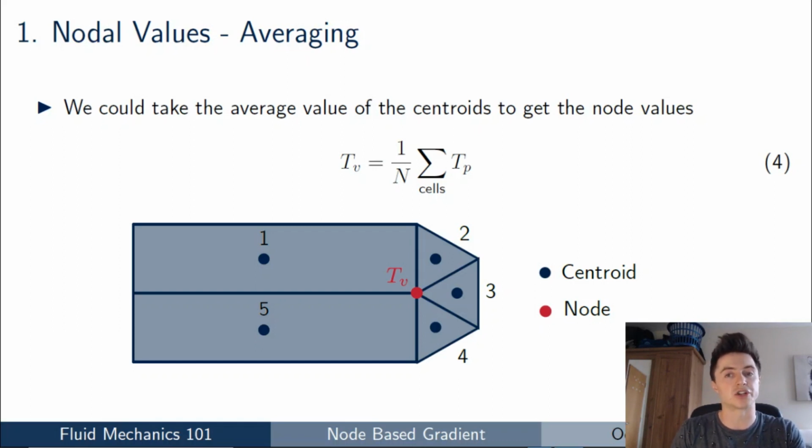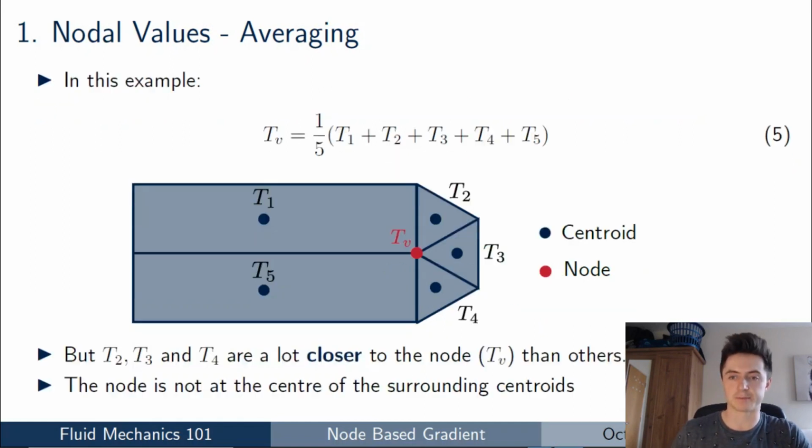And what you'll notice is that the node can be surrounded by a large number of cells, and the cells don't necessarily have to be the same shape, the same type, or the same size. In this instance, we've got quadrilateral cells on the left and triangular cells on the right. But for this particular node in the center, it's surrounded by 5 different cell centroids. And the way we could calculate the temperature at this node is just by adding up the temperature at those 5 centroids and then dividing by 5, so that we have the arithmetic mean. And that's one method we could use.